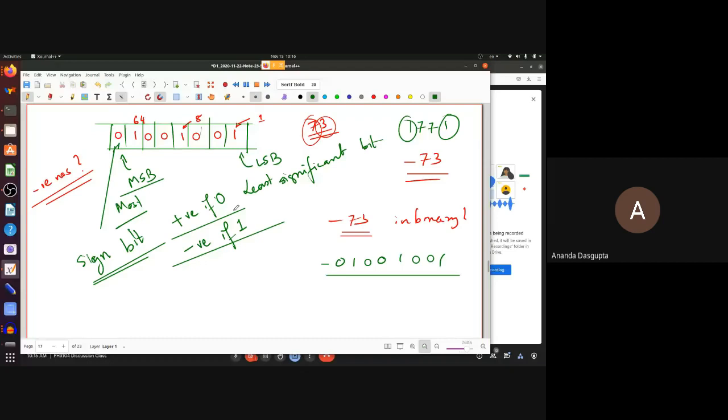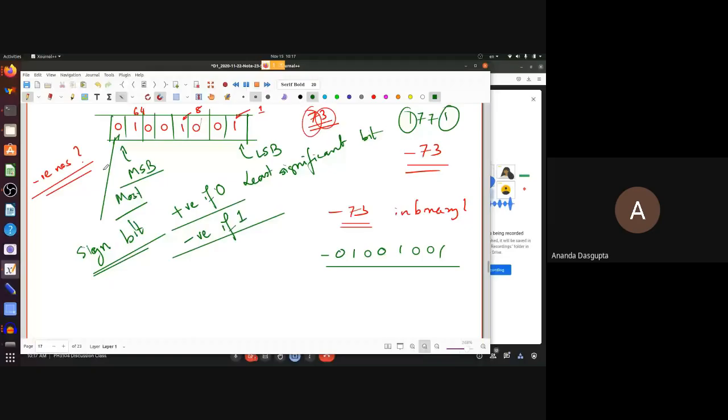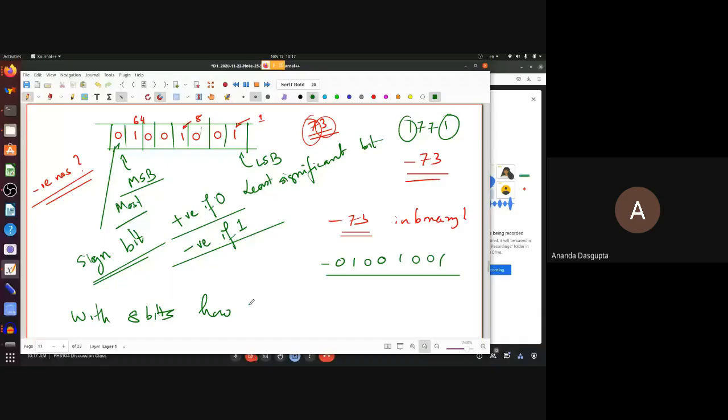So if you're using 8-bit blocks, then the leftmost bit is a sign bit. If it's positive, then the number is positive. If it's negative, then it's negative. Okay. Now, question: with 8 bits, how many numbers can you write down?